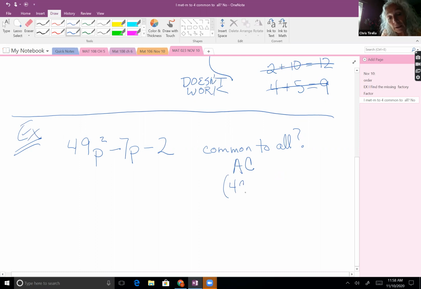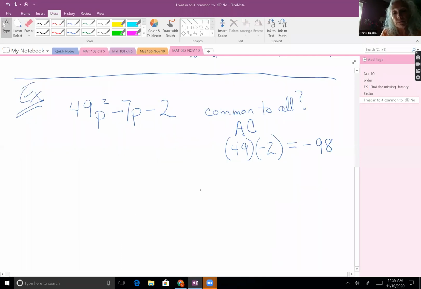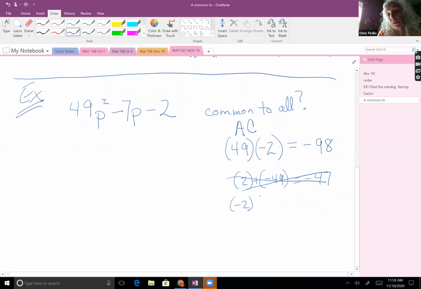Leading coefficient is 49. And that constant term, we're going to use that negative 2. And 49 times negative 2 gives me negative 98. And so we're looking for numbers that multiply to negative 98, that sum to negative 7. Well, multiply to negative 98, we can have 2 times negative 49, but those add to negative 47, so that doesn't work. We can have negative 2 times positive 49, but those add to positive 47, so that doesn't work.